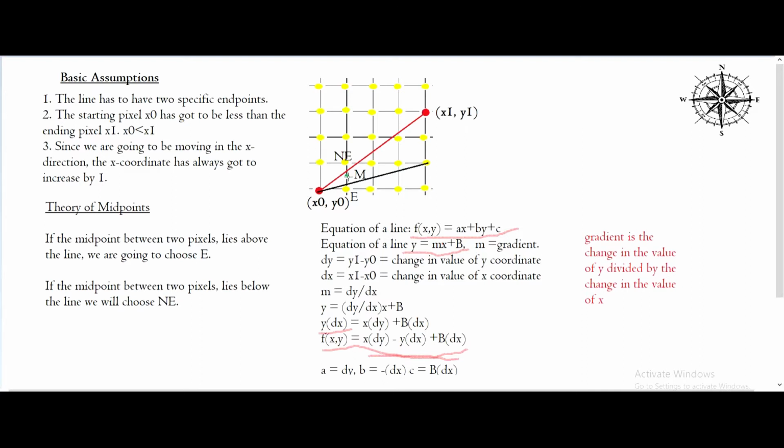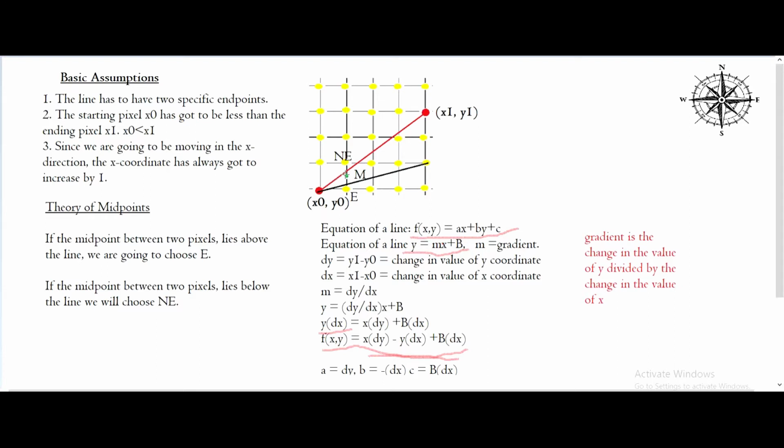Then we are going to choose E. Alright, so why are we choosing E again? Because as I've said before, our line cannot pass through the middle of pixels. It always has to choose a specific pixel. And we have to choose either E or NE, because our line is lying between these 2 points. And for the black line here, since our midpoint is above the line, we are going to be choosing the pixel E. Okay, so that's the rule.